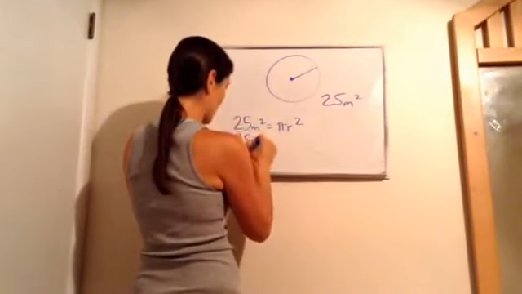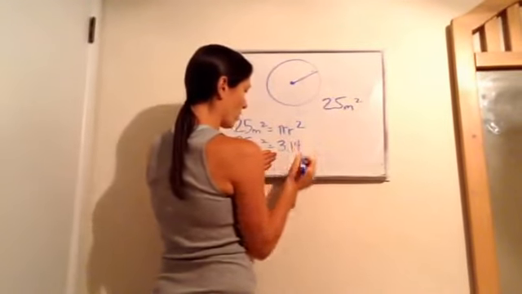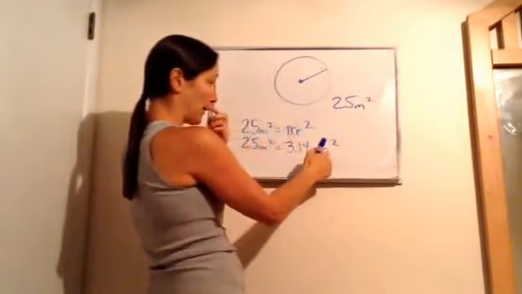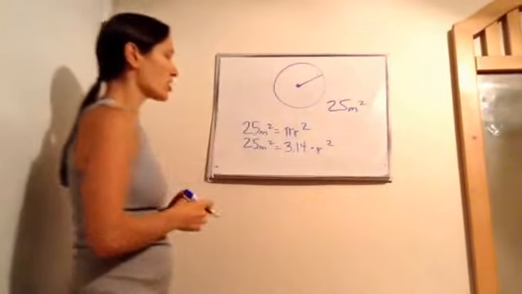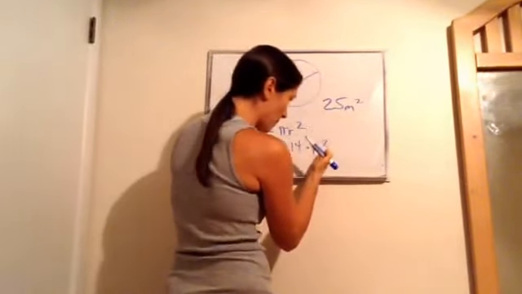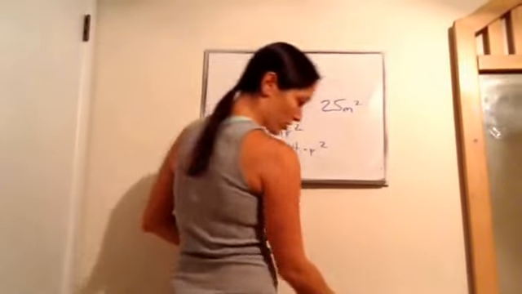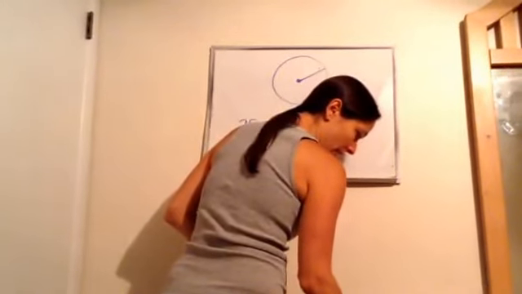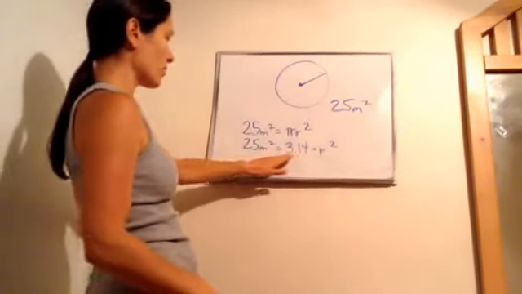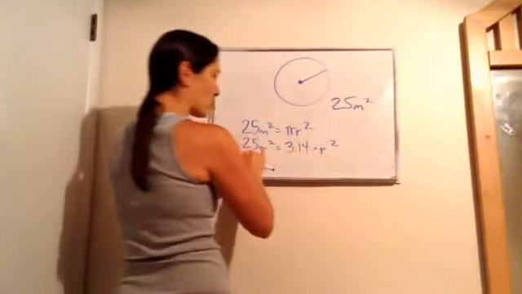So if I say 25 meters squared equals, I know what pi is, 3.14, times r squared. Well, I don't know what my r is, okay? So hopefully you can see I need to take 3.14 times something squared to equal my 25 meters squared. Do you see that? Okay? And so, what do I need to do to get this answer? Hopefully you know that you need to divide, because 3.14 times something equals 25.